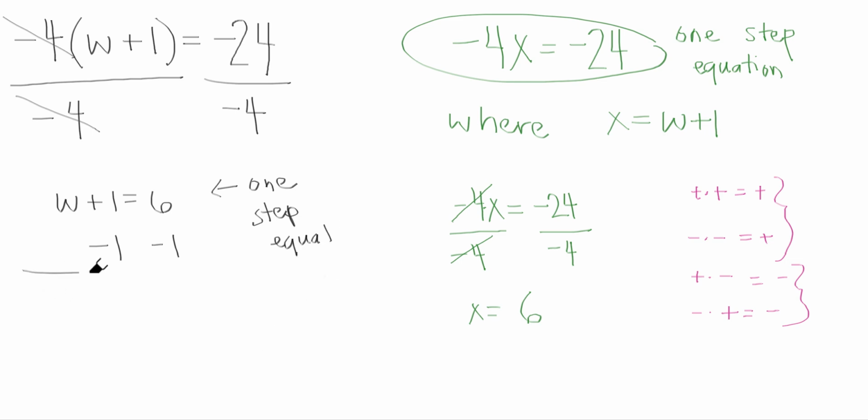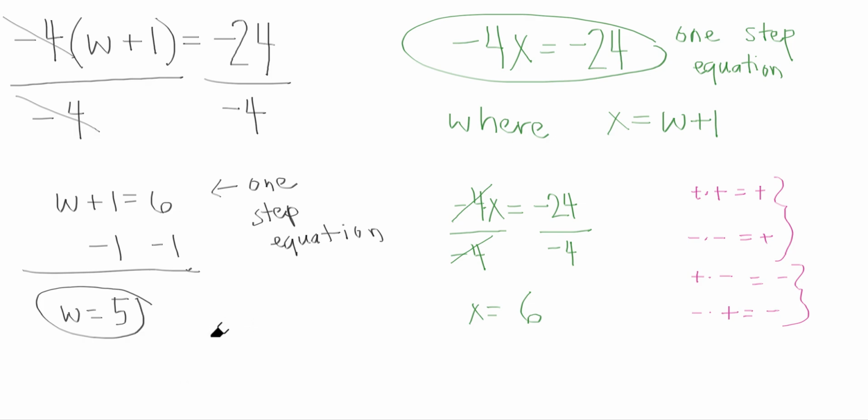There's one step that I need to take in order to solve for W, and it is subtract 1 from both sides. So if I subtract 1 from this side, 1 minus 1 is 0. So all I get left on the left side is W, and on the right side, 6 minus 1 is 5. So my answer is positive 5. W is equal to positive 5.